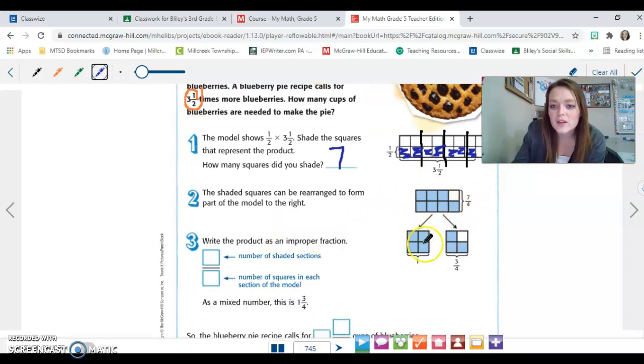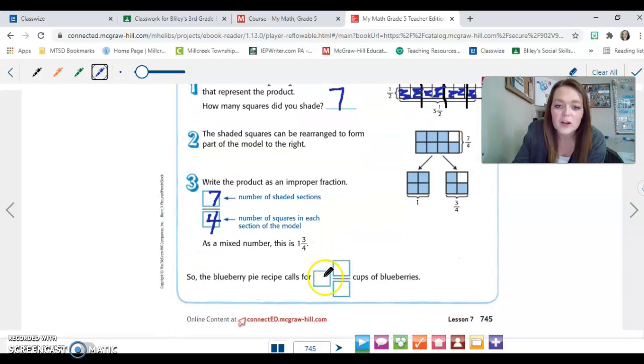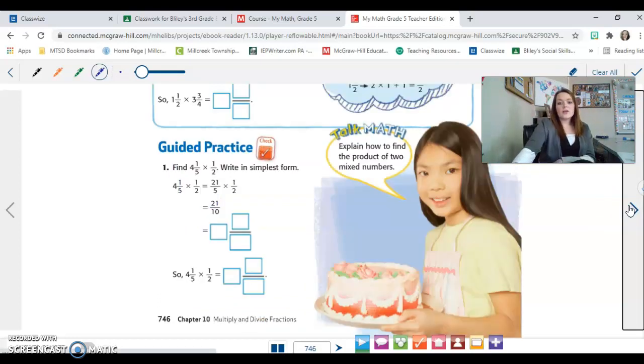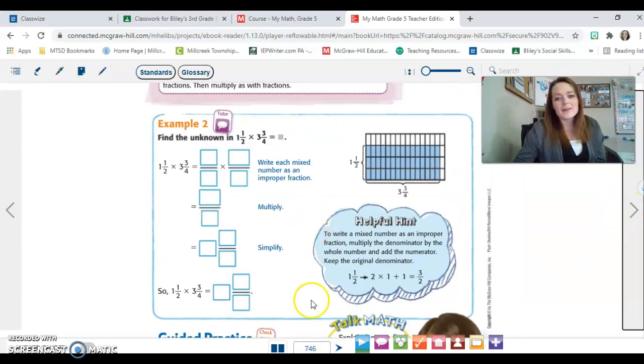If you look down here, it breaks it down just a little bit more. And then it can break it down into our whole numbers and our fraction. As you can see, we have 7/4, which can then be reduced to 1 3/4. So we have 7 shaded in all together. Our denominator is 4, which then can be simplified into 1 3/4 cups of blueberries. Let's go to our next example. This will start to make a little bit more sense.